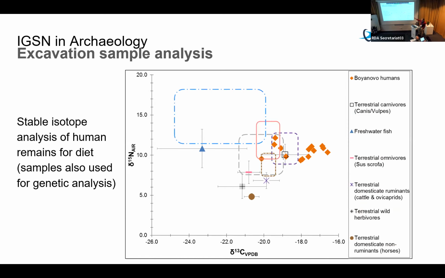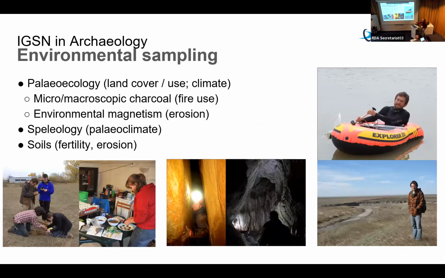And then we analyze those with specialists, so they go to labs and get analyzed. This is a stable isotopes analysis for diet. Samples from the same skeletons were then also sent to Max Planck, and we're working with them on a genetics paper now. And then we also do a lot of environmental sampling, which is probably the closest to the longer-term uses of IGSN.